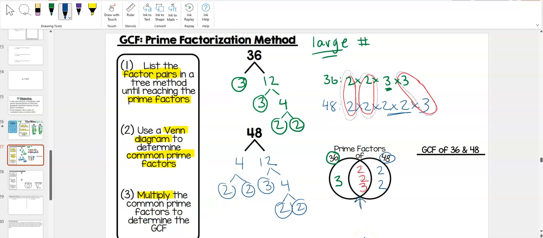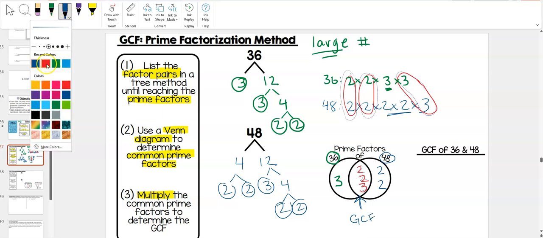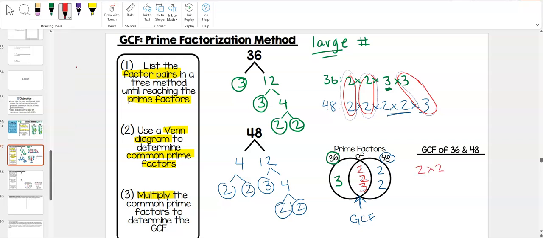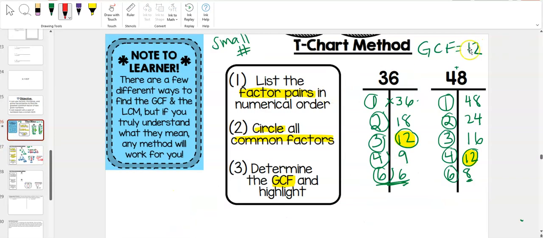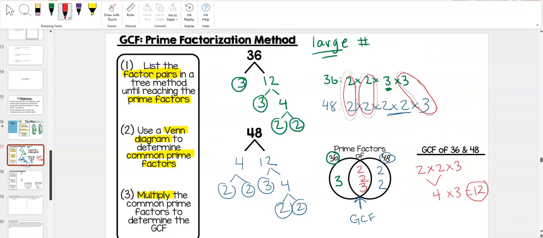Our GCF is found by multiplying the ones they have in common, the middle numbers. So I'm going to do the middle numbers, which is 2 times 2 times 3. 2 times 2 is 4, times 3 is 12. That is our GCF of 36 and 48. And the nice thing is, because we use the same numbers, if I go back, I know that I got the same answer, so I know I did it correctly.